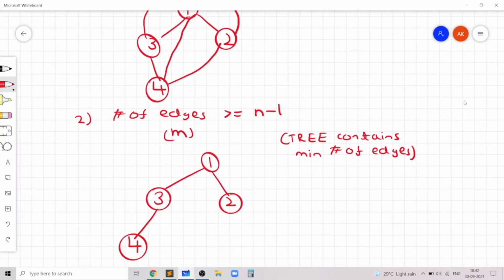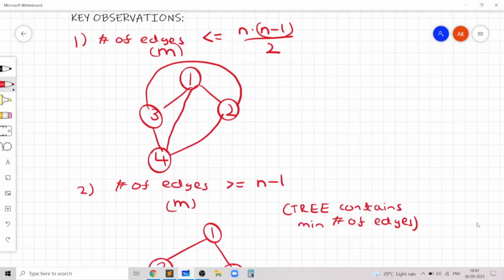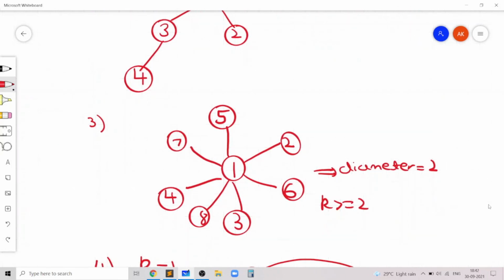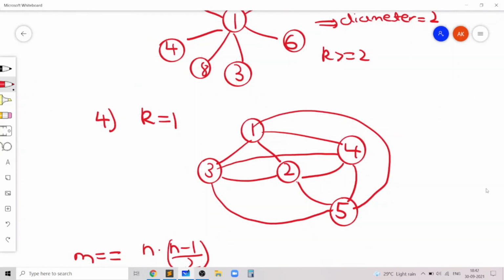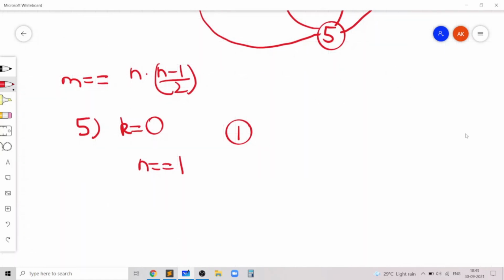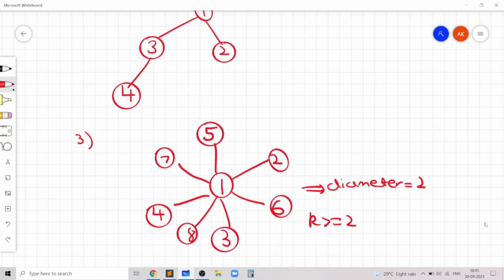So first we'll need to check whether the number of edges is between n choose 2 and n minus 1. Then we'll need to check whether k is greater than or equal to 2. If k is greater than or equal to 2, we know that the answer is yes. Then we consider when k is 1 and k is 0. If k is 1, then we just need to check if m is n choose 2. And if k is 0, we need to check if n is 1. And that's basically the full idea.